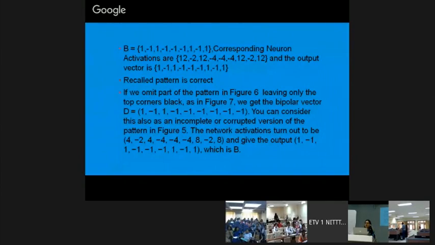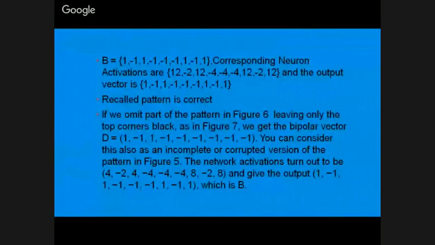For 12, the output will be 1. For minus 2, it will be minus 1. For 12, it will be 1. For minus 4, it will be minus 1, then minus 1, then minus 1. For 12, it will be 1, then again minus 1 and 1. So you see the network is able to recall this pattern, although we did not train it for this pattern.